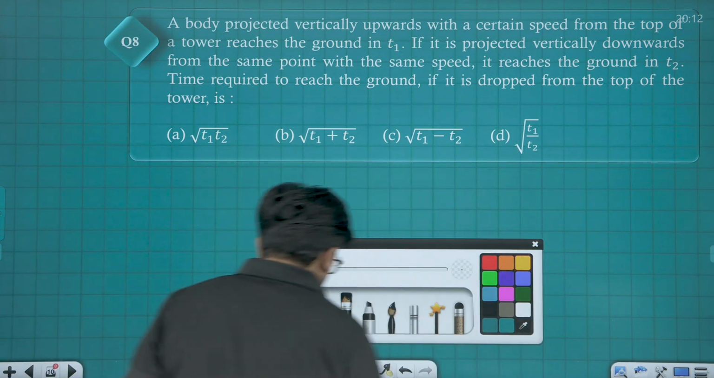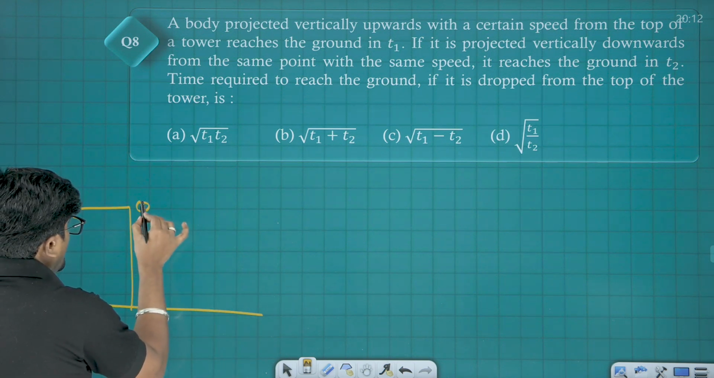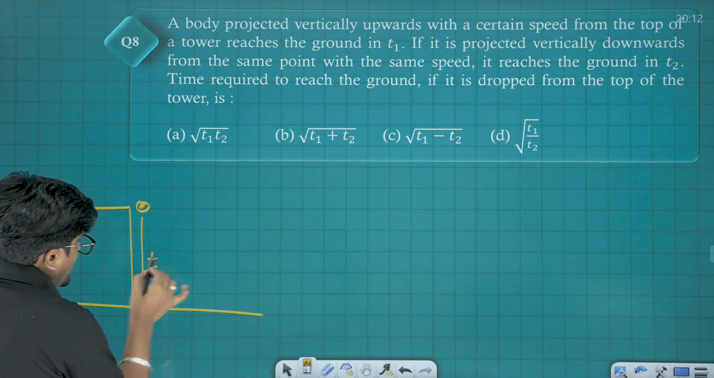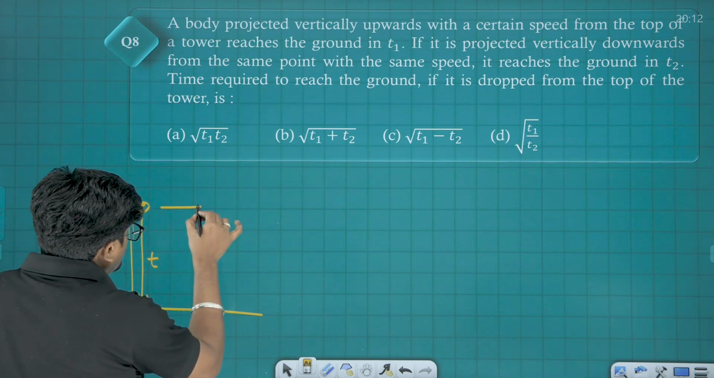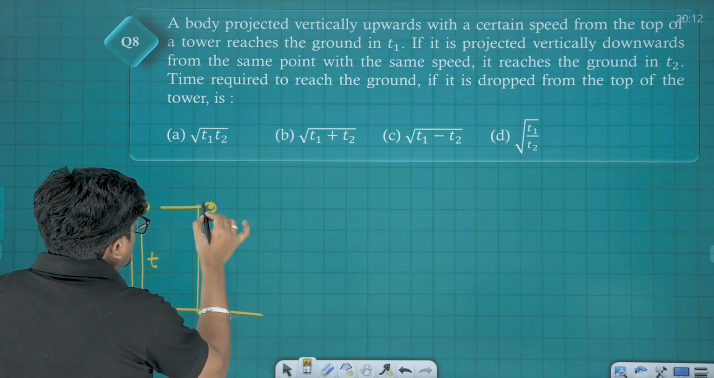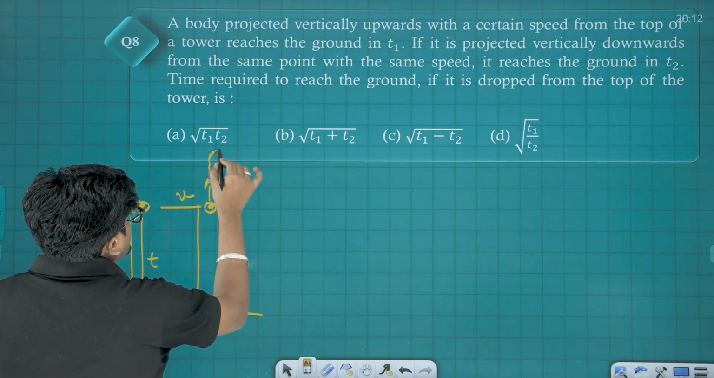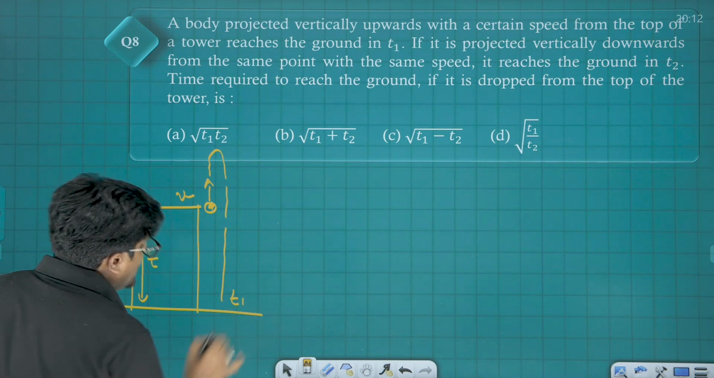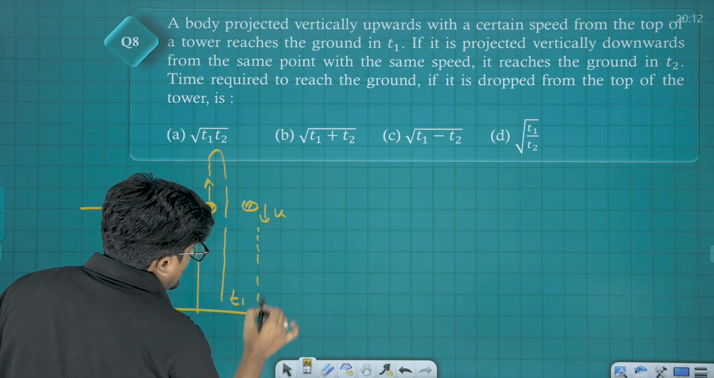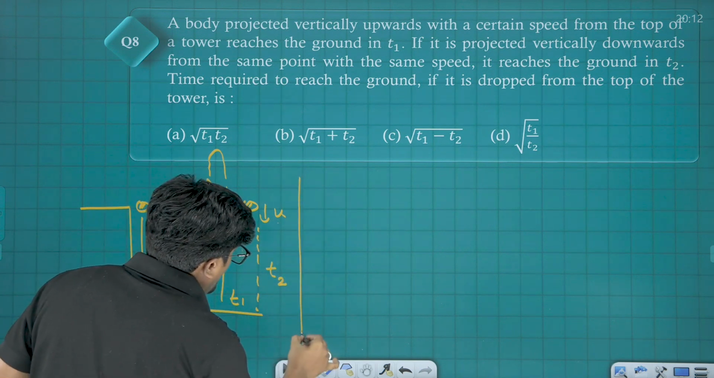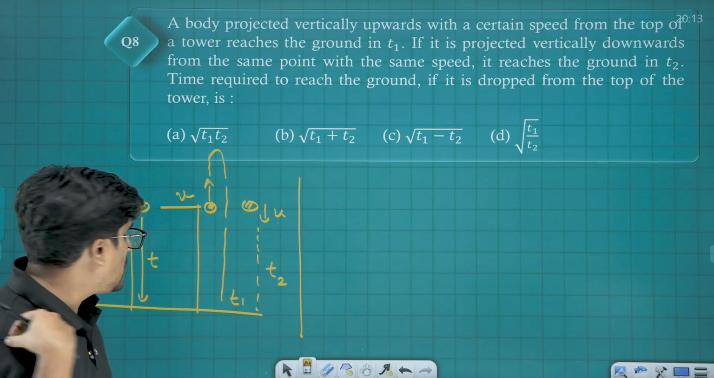So here you must understand the question first. Let this be the tower. From here I am going to drop a ball and it will reach the ground after time t. Now if I am throwing this in the upward direction with speed u, then it will go like this and reach here in time t1. And if I throw this ball in the downward direction with the same speed, then it is going to reach in time t2. We need basically the relation between t, t1 and t2. Fine? Alright.